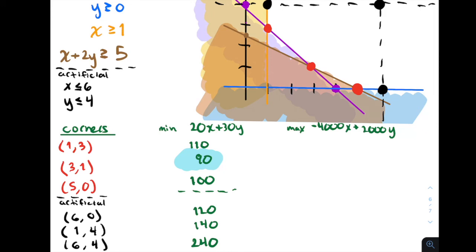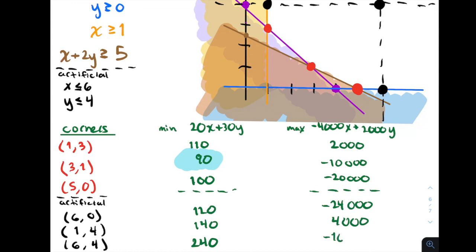Continuing to our second objective function, we can evaluate all of our corners. Our first one to be 2,000, our second one to be negative 10,000, our third to be negative 20,000. And moving on to our artificial corners, the corner (6, 0) would evaluate to negative 24,000. Our corner (1, 4) would evaluate to positive 4,000. And our third corner (6, 4) would evaluate to negative 16,000.